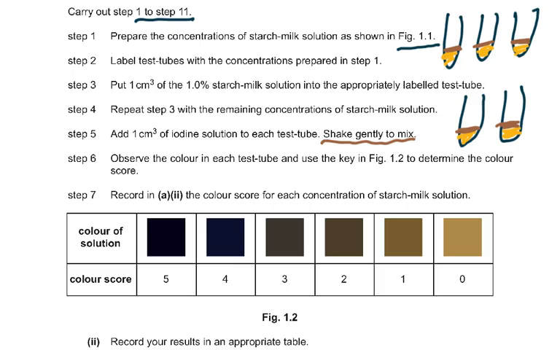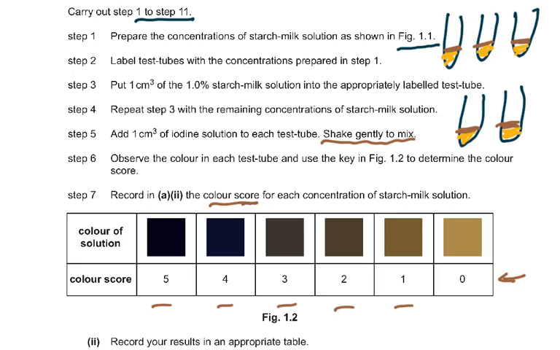Now the color score is, you got to look at it. This is 0, and then 1, and then 2, and 3, and 4, and 5. Now this is very, very vague, because 4 and 5 to me look the same. In fact, 3 also looks the same, and 2 is very much the same. So 0, 1, 2, yeah, but 3, 4, and 5 to me look the same. And now record the color score for each concentration of starch solution. Is it 5? Is it 4? Color score, not the color.